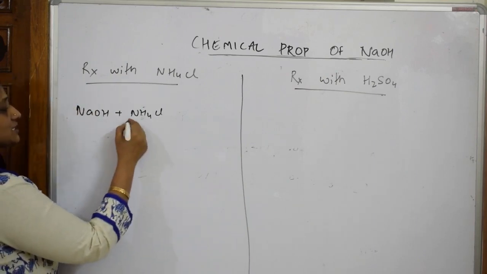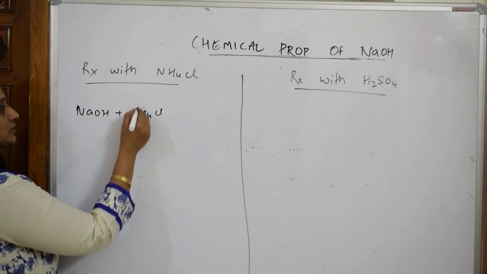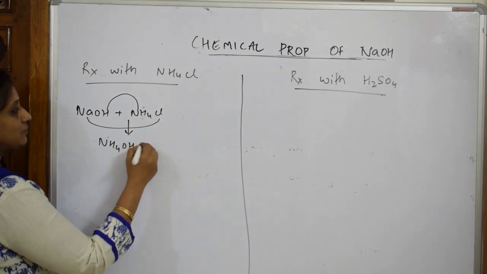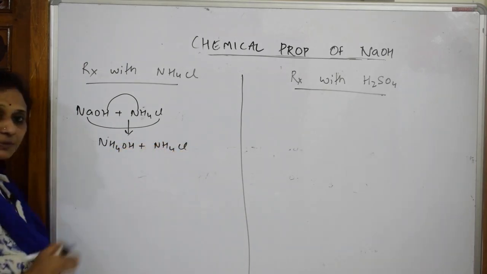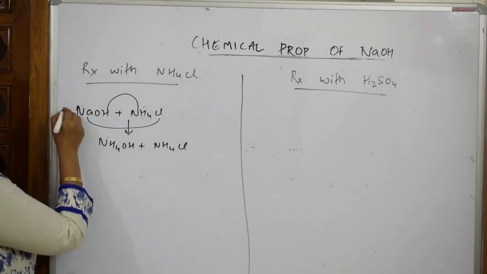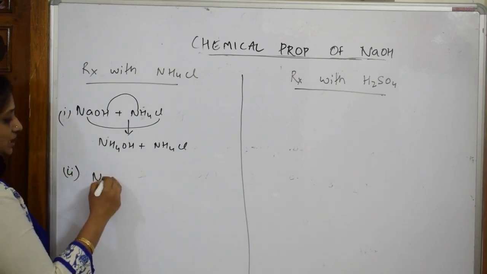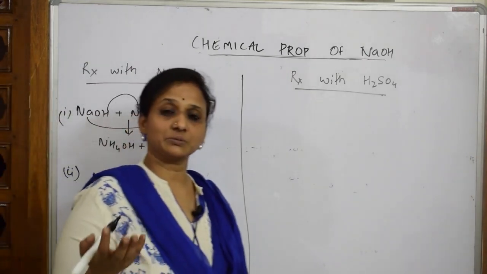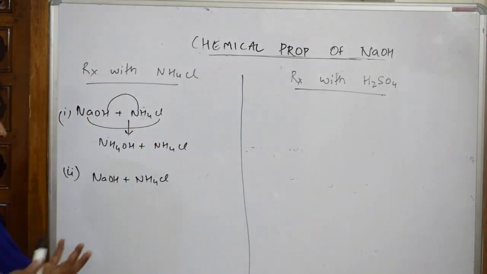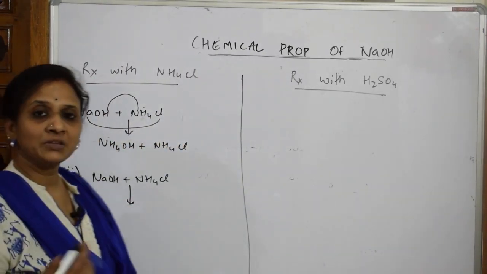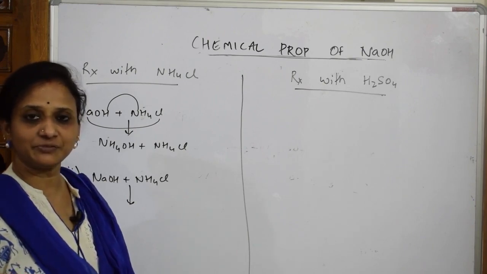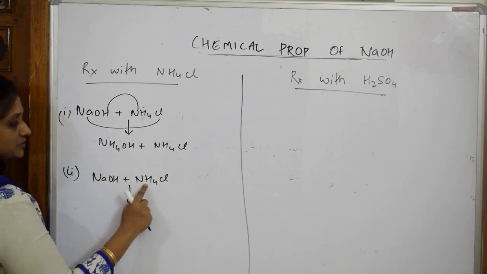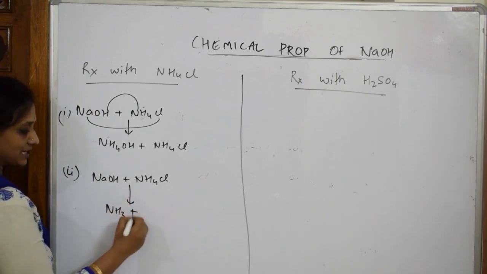Just see. First case, this is going to combine with this one by a double displacement reaction. This is going to form ammonium hydroxide plus sodium chloride. Now, second important thing, this sodium hydroxide also combines with ammonium chloride and it forms a pungent smelling gas, that is ammonia gas, right? The product first formed is ammonia. This is your smelling gas, right?